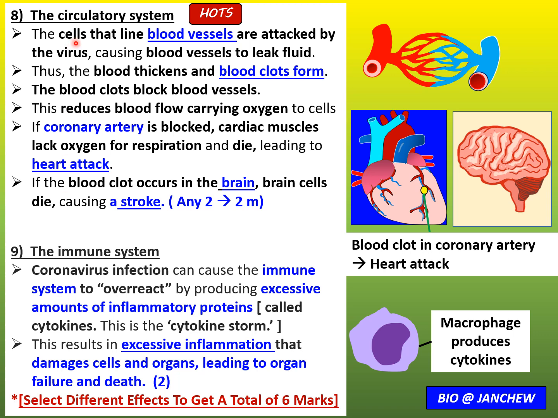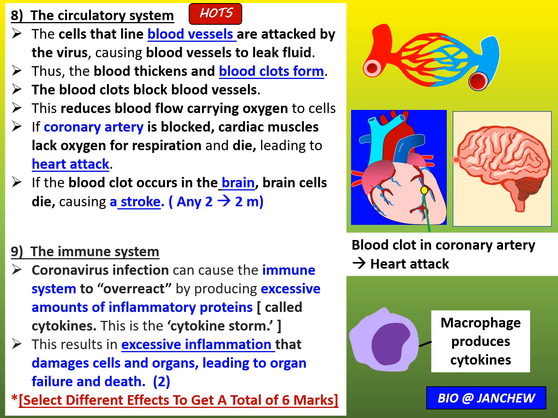The circulatory system. The cells that line the blood vessels, that are on the wall of the blood vessels, are also attacked by the virus. And this causes the blood vessels to leak fluid, right? Then the blood inside the blood vessels will thicken because of the loss of fluid, and blood clots can form in the blood vessels. So these blood clots are very dangerous as they can block blood vessels. Okay, especially blood vessels of the heart or the brain.